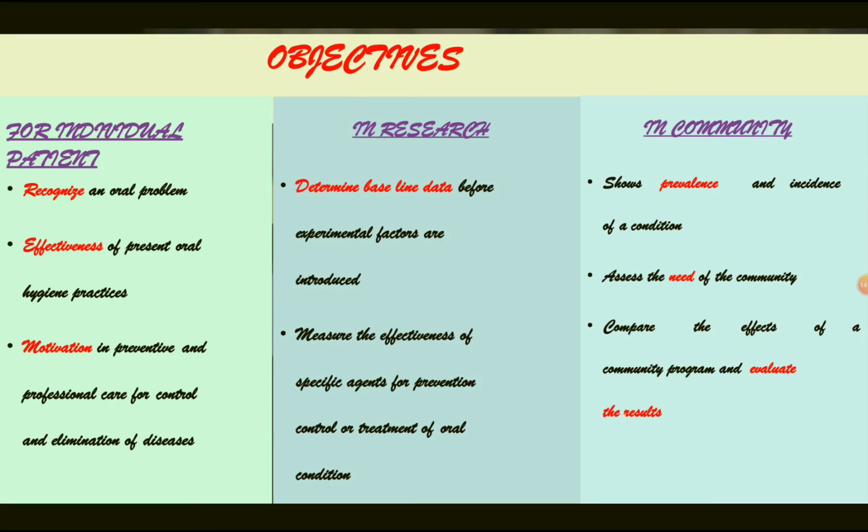So objectives: for individual patient, research and community. For the individual patient: recognizing oral problems, effectiveness of present oral hygiene practices, motivation, preventive and professional care for control and elimination of diseases. In research: determine baseline data before experimental factors are introduced, measure the effectiveness of specific agents for preventive control or treatment of oral conditions. And in the community: show prevalence and incidence of a condition, assess the need of the community, compare the effects of a community program, and evaluate the results.